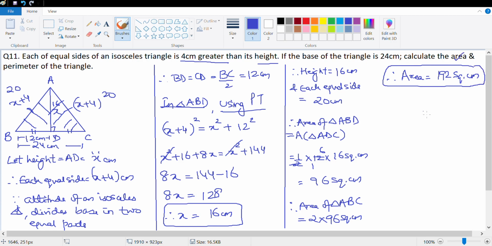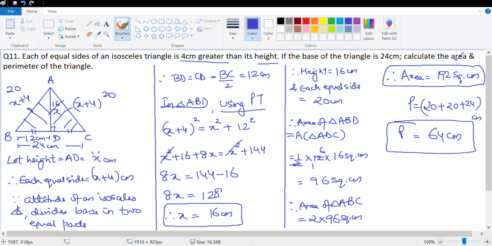Next is perimeter. Perimeter would be equal to sum of three sides. So that's 20 plus 20 plus 24 centimeter. That's 64 centimeter. Perimeter is 64 centimeter. Good, interesting question. Again, I hope you realize that in an isosceles triangle, the altitude is equal to the median as well. Good, let's look at the next question.